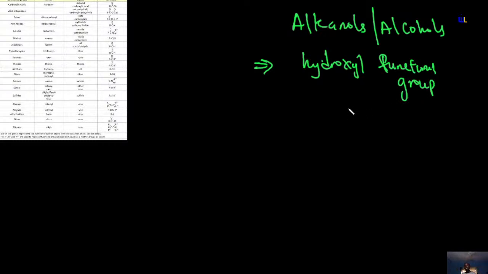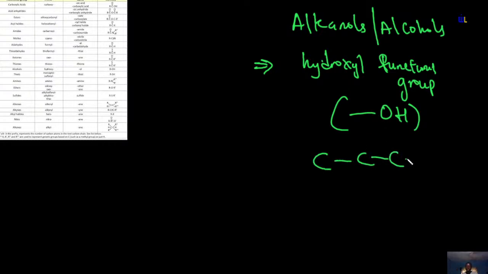So the hydroxyl functional group is simply OH. Once you have OH attached directly to a carbon atom, independent of any other functional group attached to that particular carbon atom, that OH is a hydroxyl group and it represents alkanols. So what do I mean by that?